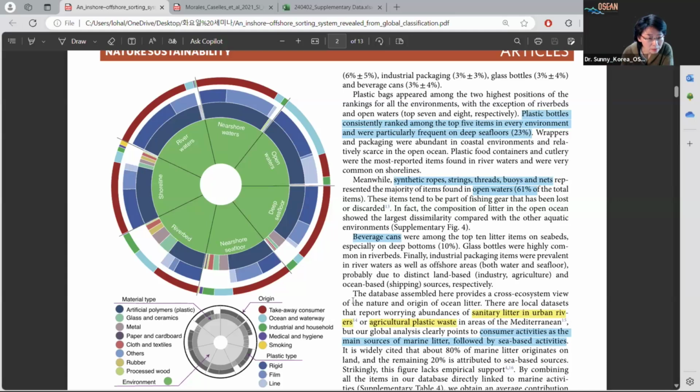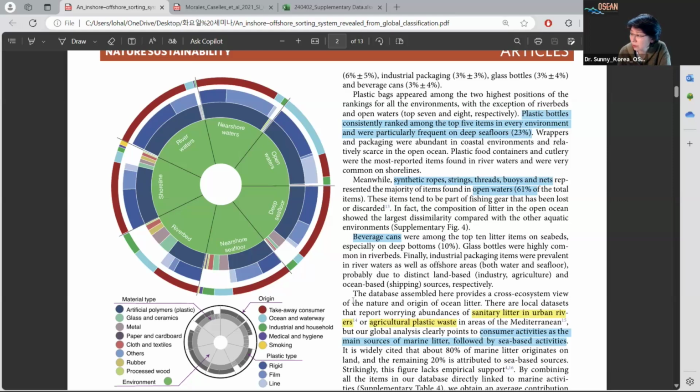And the second line is about plastic type. I think this is the first classification among the global data set, which means hard plastics and film and line. And there is no further classification for plastic type, something like foam types. And the third layer is about material types, plastic, glass, and rubber. And environment. So this figure shows a lot of information, and you can compare all the data among the environmental types like shoreline, river waters, and nearshore waters. That is a very good representation of their result.